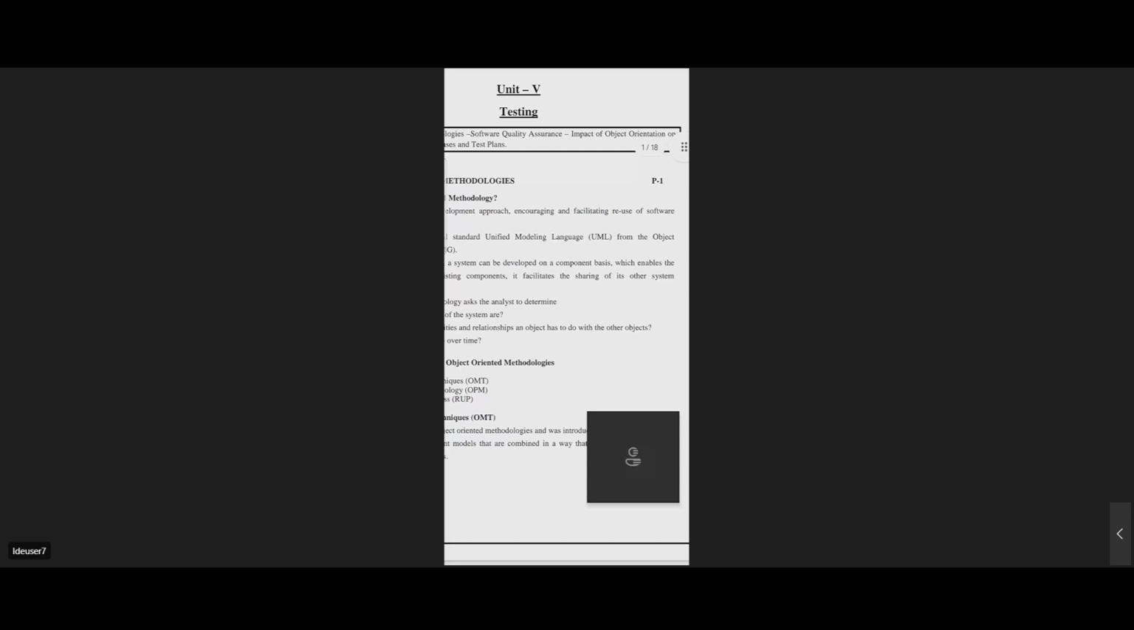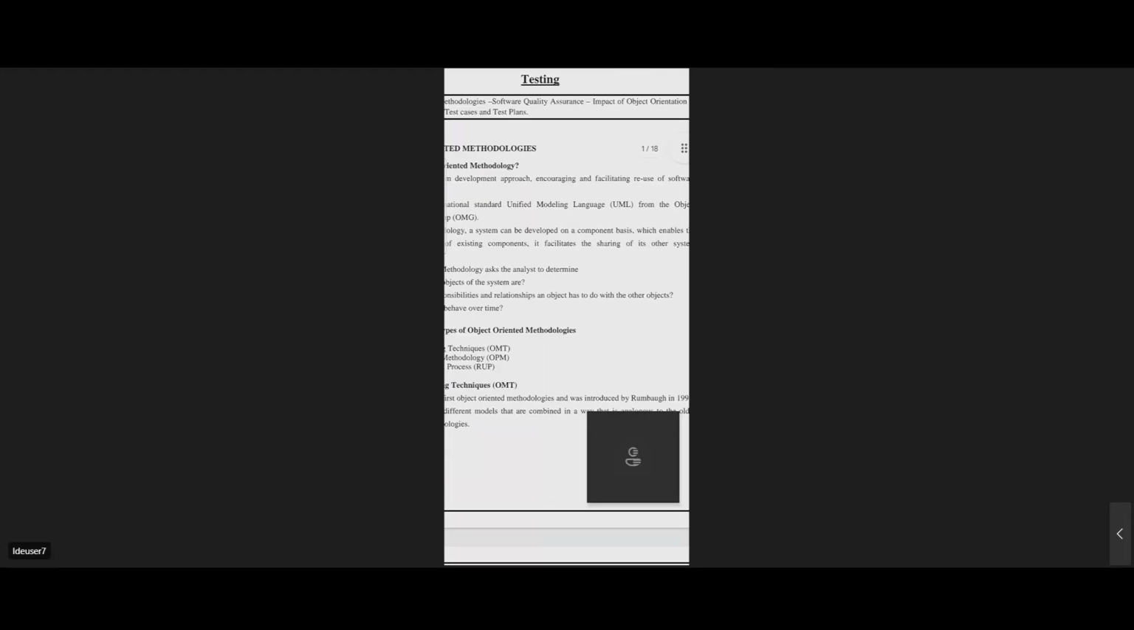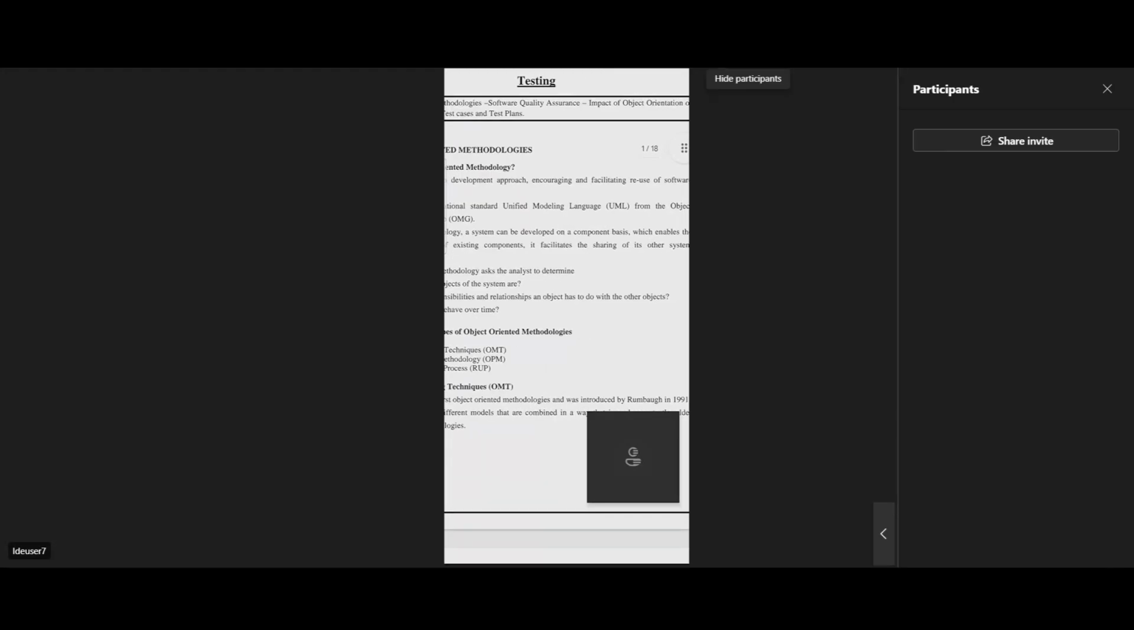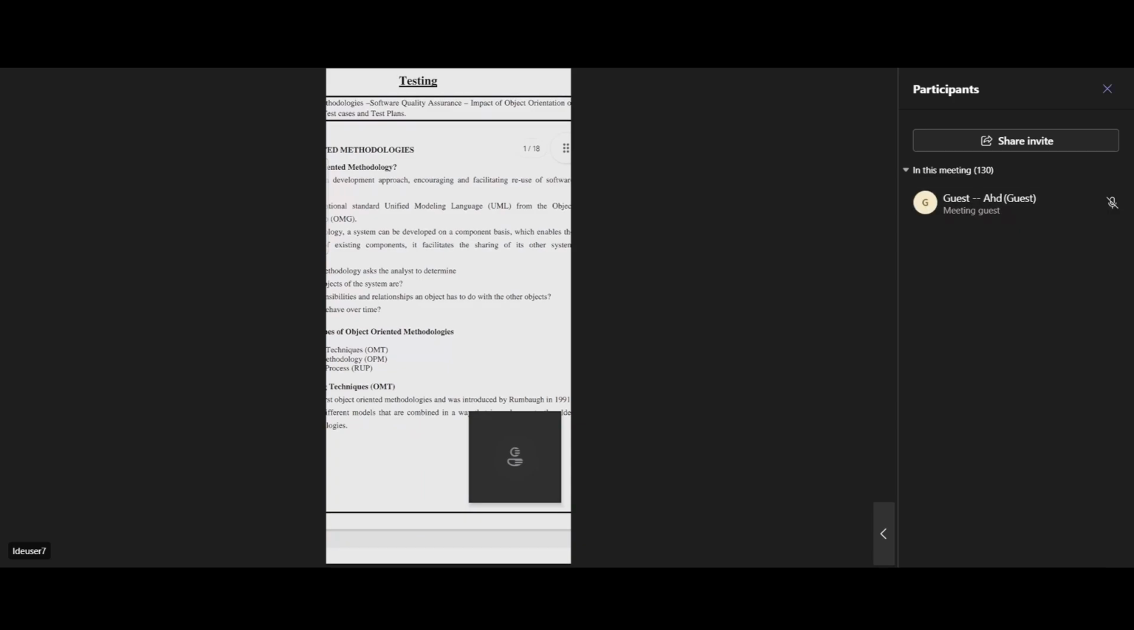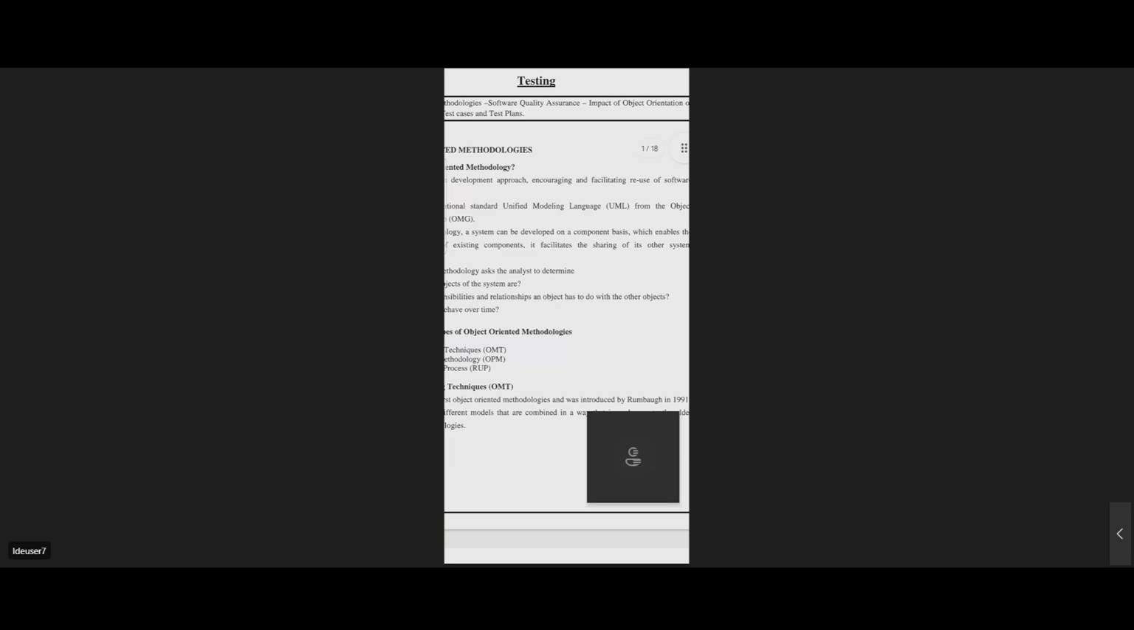Abstract classes, interfaces, and other base classes are used for reusing the components. It employs an international standard, the Unified Modeling Language, that is UML, from the Object Management Group, OMG. OMG is nothing but the Object Management Group. So using this methodology, a system can be developed on a component basis, enables the effective use of existing components, and facilitates the sharing of its components with other systems.